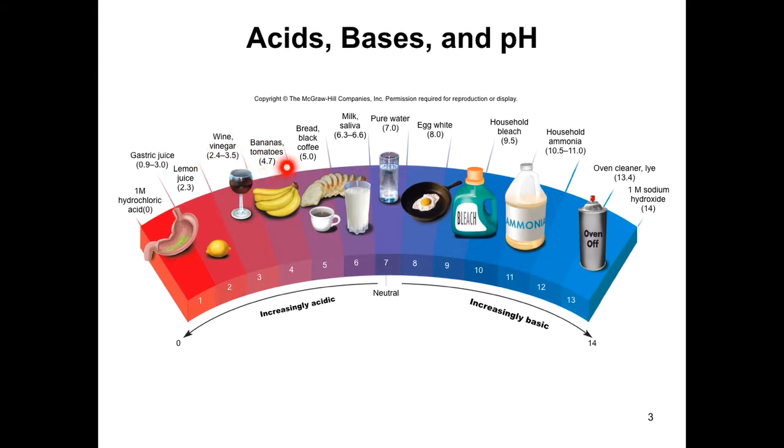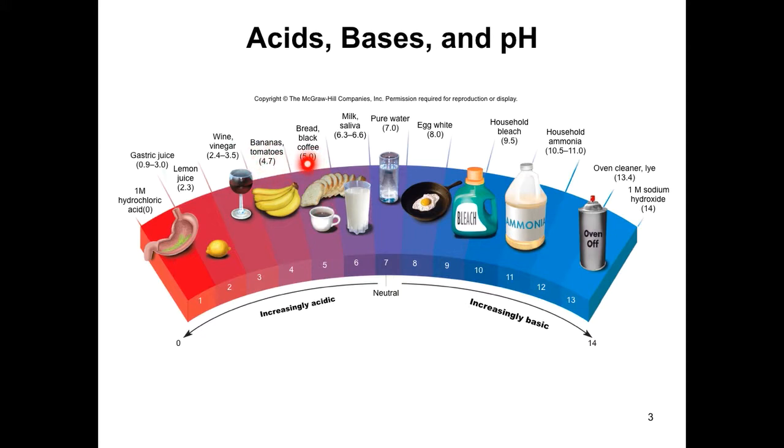Bananas and tomatoes. Bananas contain phosphoric acid, which is the acid form of phosphate. You've probably heard that bananas are rich in phosphorus, and most of that's in the form of phosphate. Tomatoes have ascorbic acid, which is vitamin C. So you probably heard that tomatoes are rich in vitamin C. Vitamin C is an acid. So bananas and tomatoes are slightly acidic with a pH of 4.7.